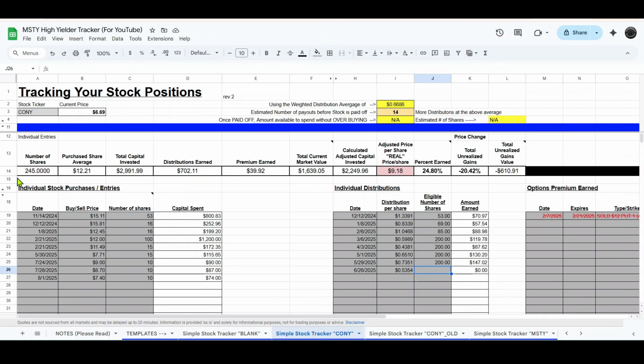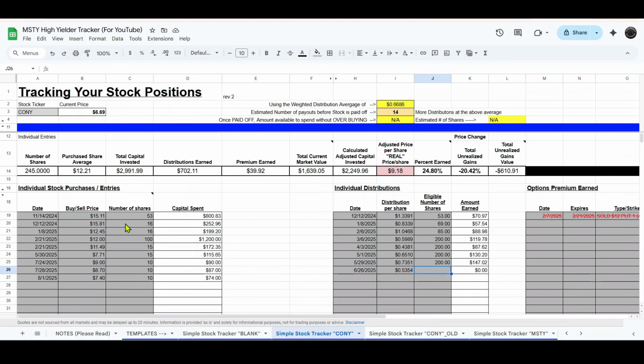Well, it shows I have 245 shares over here, but I did not own these shares here because I just bought those. And that's why I enter in the X date, because that way I know all the shares that are before this date are eligible for this distribution. So as long as those shares are before 6/26, I can count them.